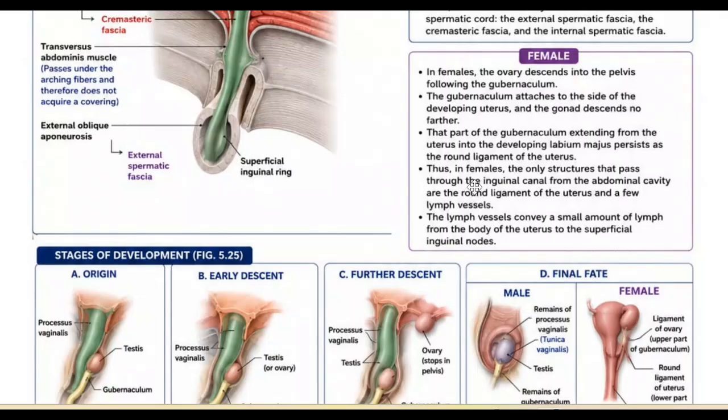So these lymphatics carry a small amount of lymph from the uterus to the superficial inguinal lymph nodes, and this is clinically important because disease from the uterine fundus can spread to these nodes via the round ligament of uterus. Okay, so that is the clinical importance of the lymphatics.